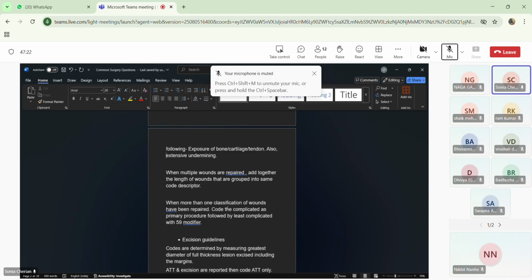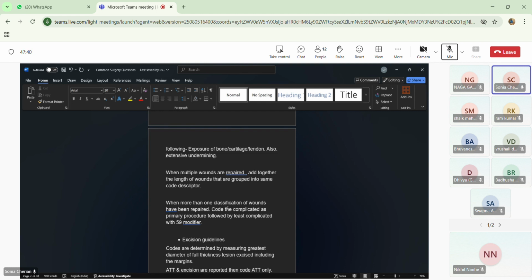For example, if wounds are in the arm, leg, and hand, these three will come under the same code descriptor. In that case, you can add the length of the wounds and just report one code.